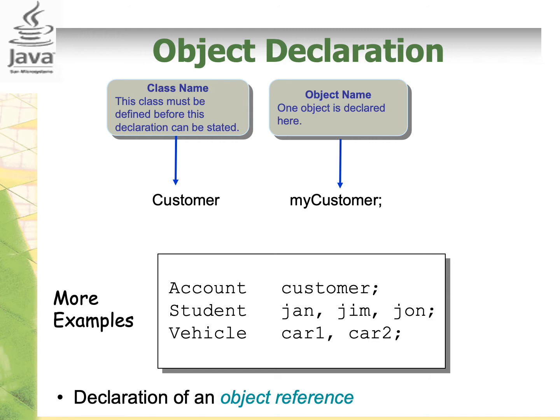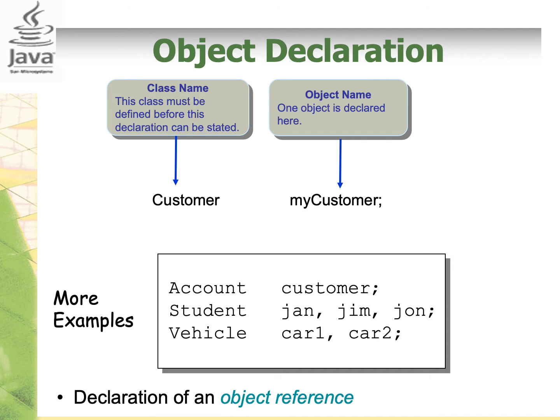The first step in using an object is to declare it. An object declaration has the name of an object and the class to which the object belongs. For example, we have here Customer myCustomer. In this declaration, we are declaring the name myCustomer, which we will use to refer to a customer object. Customer is a class name, where the class must be defined before it can be used. myCustomer is the object name.